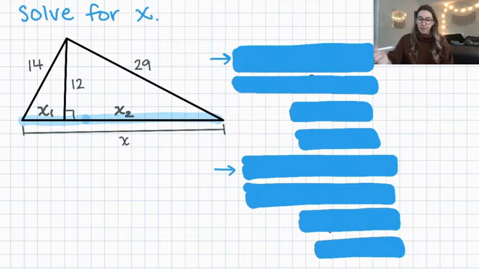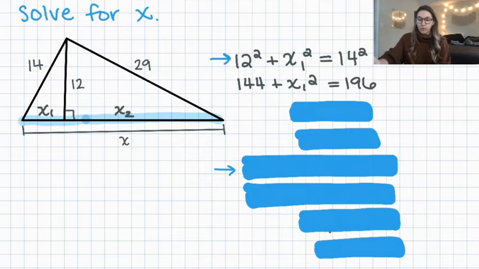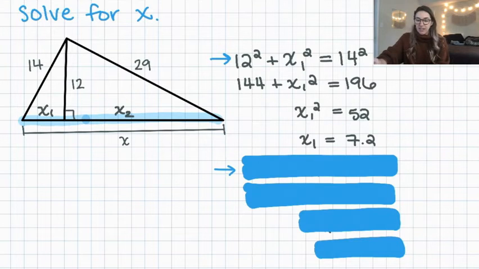So we start off, I'm going to start with x1. Okay, so we set up the Pythagorean theorem solving for x1. So we would have 12, this side squared, plus x1 squared, the two legs, equals 14 squared, the hypotenuse. Using our arithmetic here, we could go ahead and simplify that to 144 plus x sub 1 squared equals 196. And then just using inverse operations, we can go ahead and solve that equation. Subtract the 144 on both sides and get 52, and then take a square root to get 7.2.